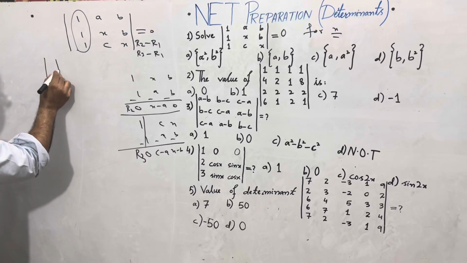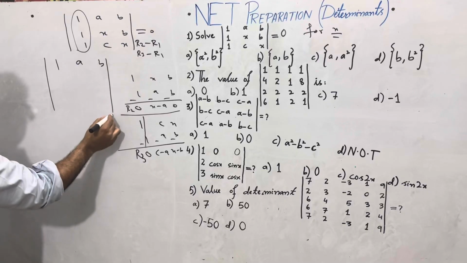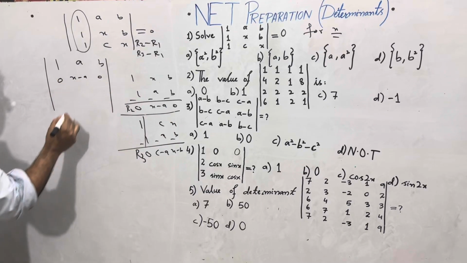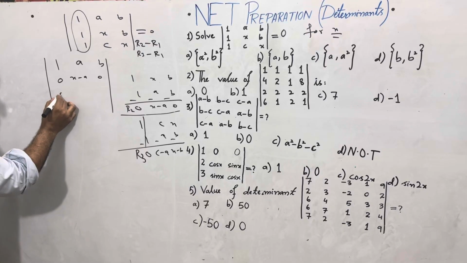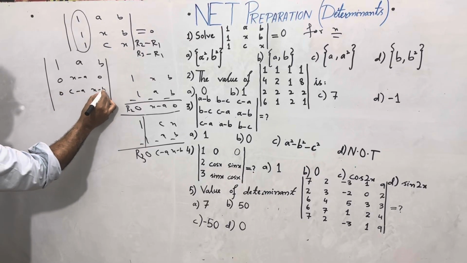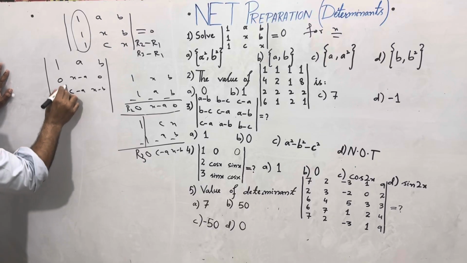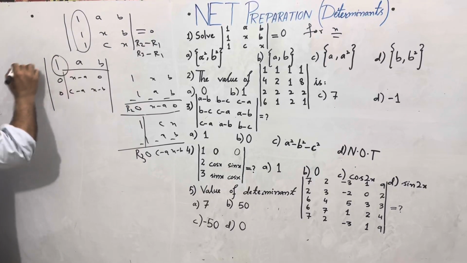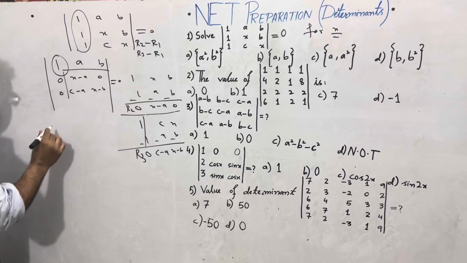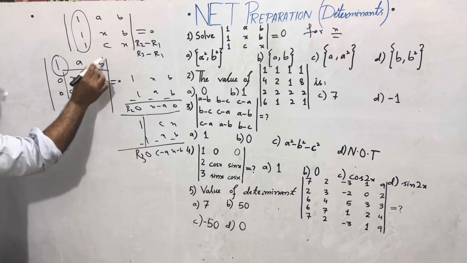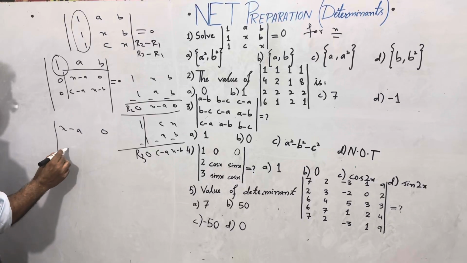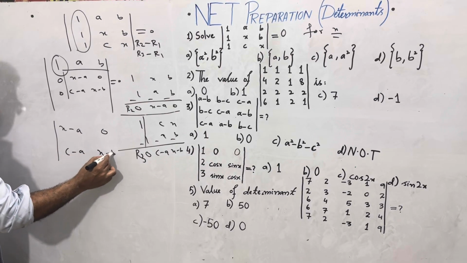Keeping R1 intact, instead of R2 we write 0, x minus a, 0. The third row is 0, c minus a, x minus b. Now look at this: the first row and first column are deleted owing to the properties of determinant. We have x minus a, 0, c minus a, and x minus b.